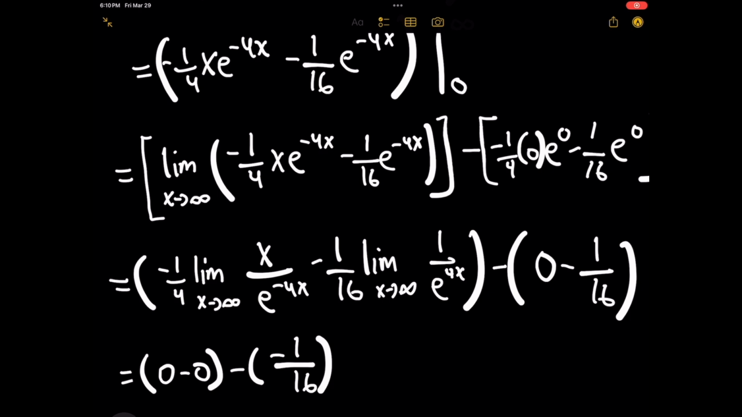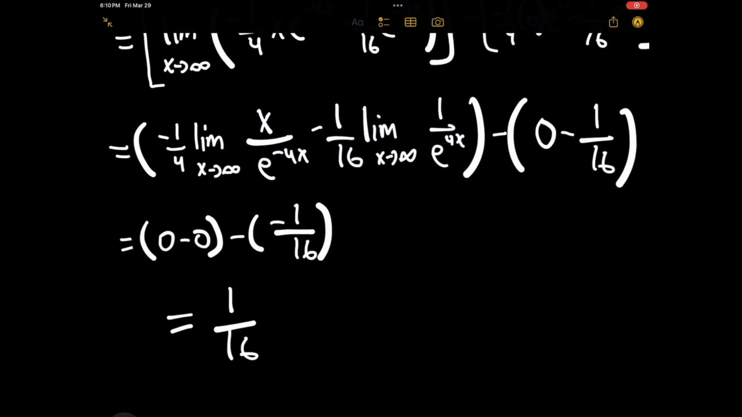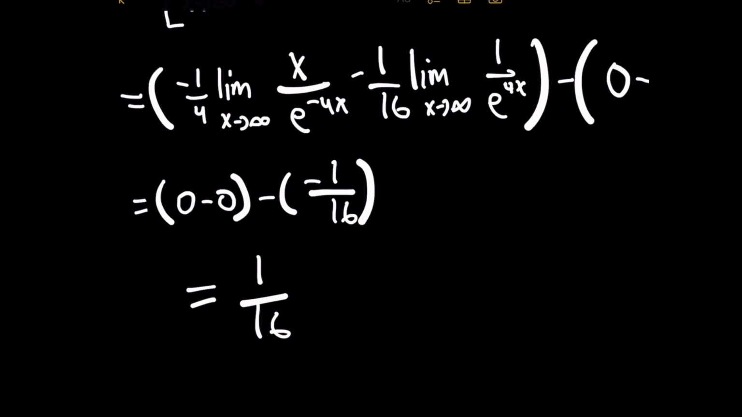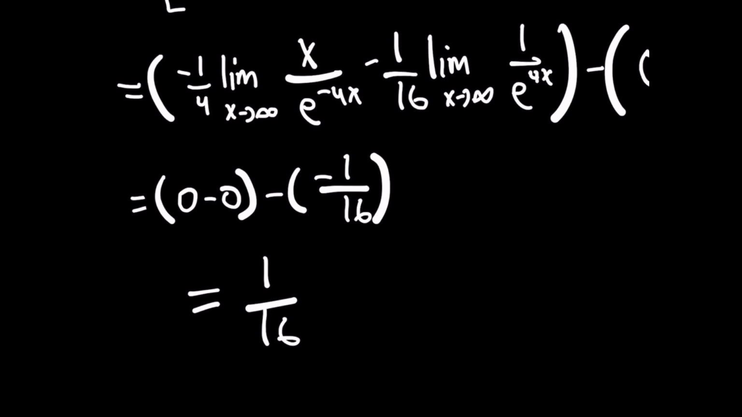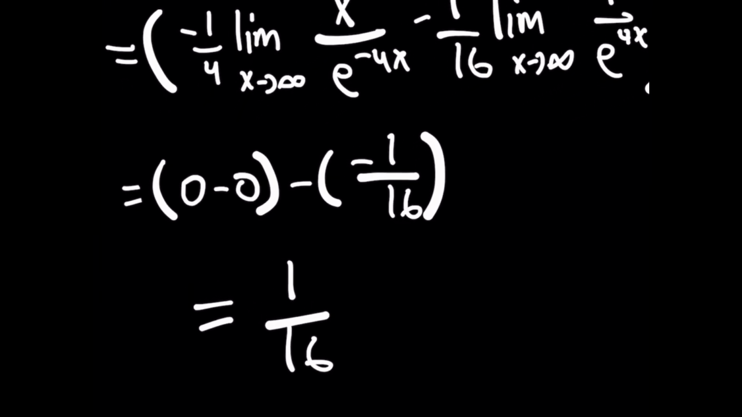Okay, you should have remembered that the denominator of e to the 4x vastly grows much faster when you take x to infinity versus a numerator of x. So these limit terms here both will converge to 0 because of how large the denominator gets. And so simplifying things further, we'll get in parentheses 0 minus 0, minus the right-hand side, which simplified to minus 1 over 16, giving you 1 over 16.